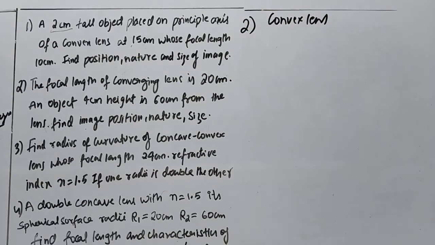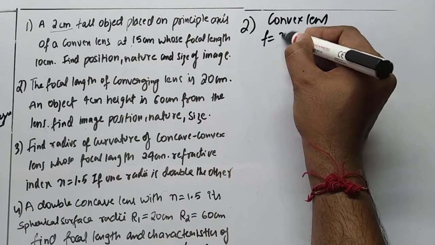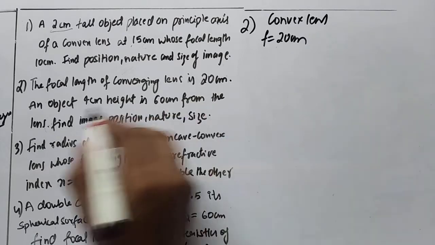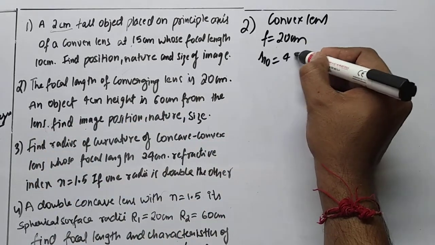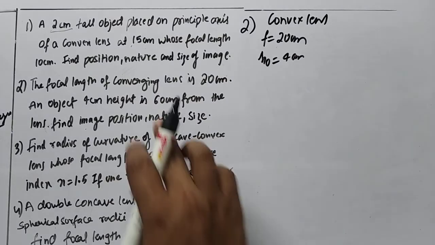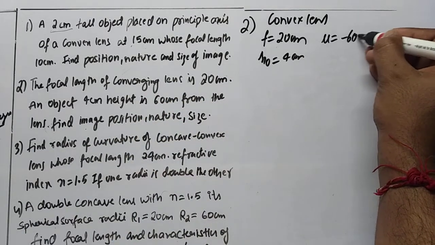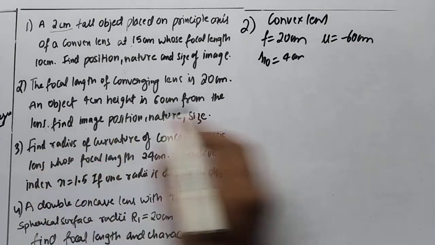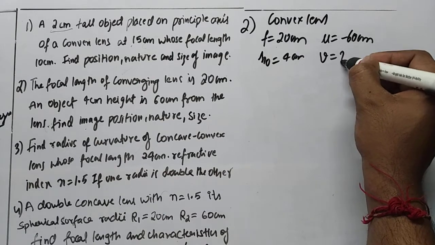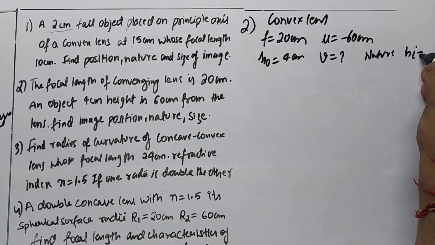So in convex lens we know that f value is positive. So 20 centimeter. An object of 4 centimeter, means height of the object is given as 4 centimeter, is 60 centimeter from the lens. So it means u value is given as minus 60 centimeter. In convex, u value is negative, f value is positive. He's asking the same: to find the v value, the nature, and the height of the image.